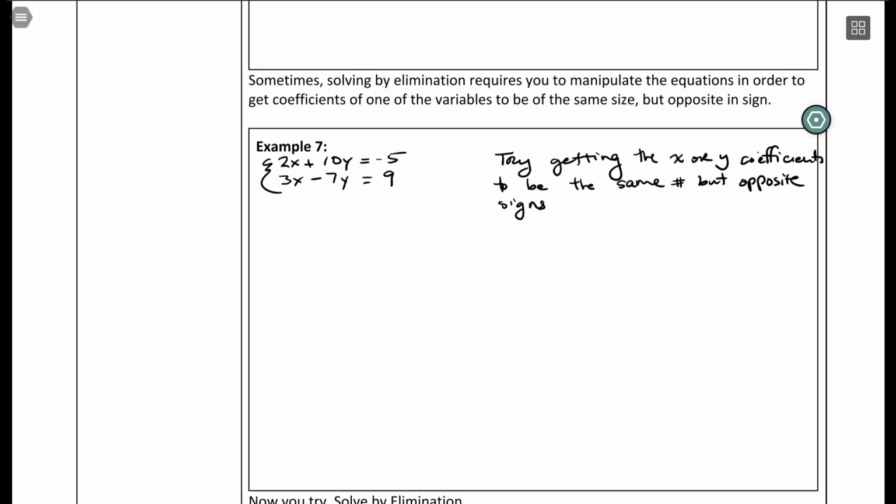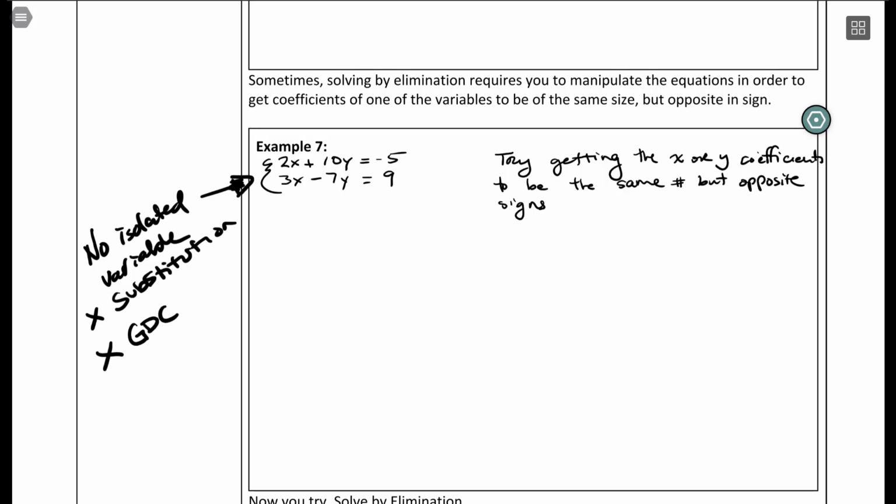All right, example number 7. Sometimes solving by elimination requires you to manipulate the equations in order to get coefficients of one of the variables to be the same size, but opposite in sign. So if you look at this example here, we don't have a variable isolated. No isolated variable. Okay, if we have no isolated variable, then we do not want to do substitution. No substitution, that's out.